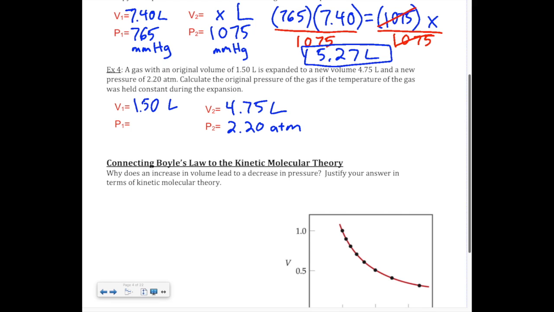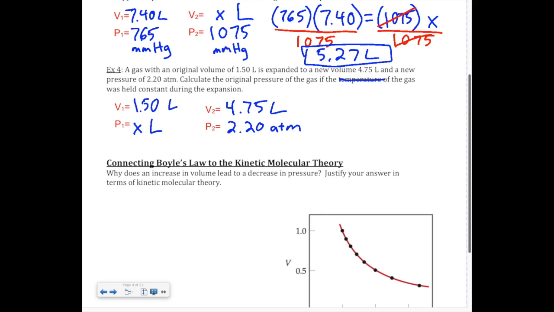So in this case, P1 is my unknown variable. Sometimes the unknown variable moves around and it goes all over the place. Now calculate the original pressure of the gas if the temperature of the gas was held constant during the expansion.